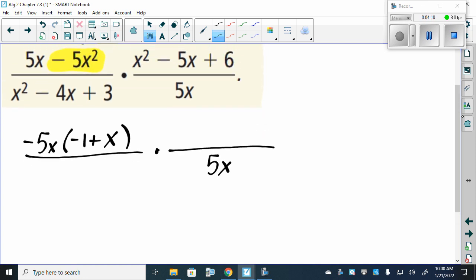Now we need to factor the other 2 trinomials. Which one do we want to factor first? So the x squared minus 5x plus 6. We look at this here, because the third term, the 6, is positive, our signs are the same, and they match the sign of the middle term, which is negative. So we'll have a negative and a negative.